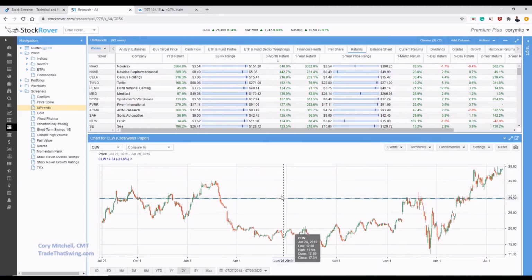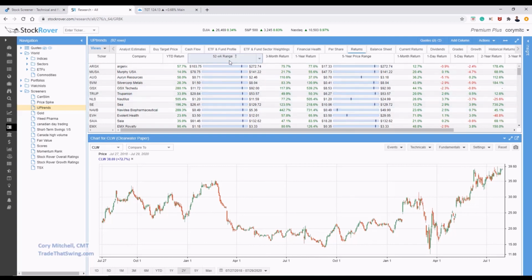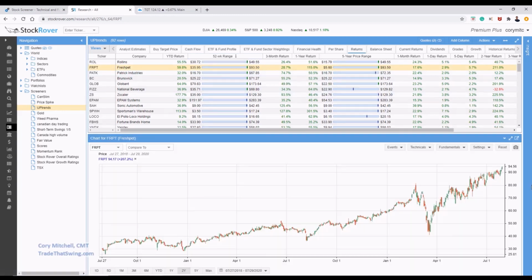And so I'm always just going to look at the top 30 results by 1 year performance, or maybe sort by 52-week range, and I'm going to look at the top 30 stocks by using this one. I do like this one because it shows stocks that are right, you can see where it is relative to the 52-week range. So Roland's right at its 52-week high. Fresh Pet, right at its 52-week high, making a new one right now.